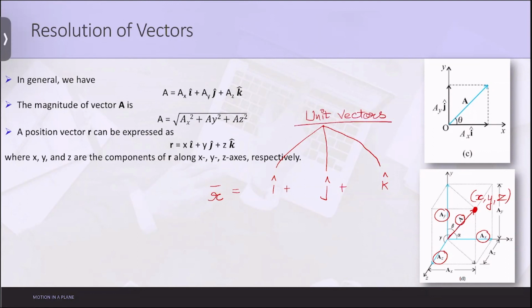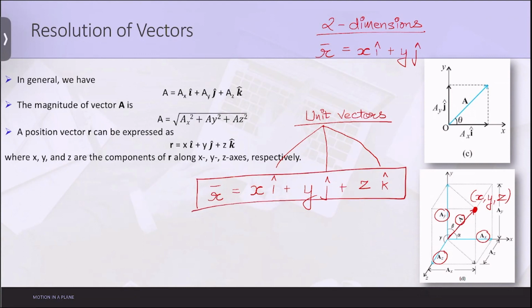Okay, so therefore what we will say is that if it's a position vector, we will do likewise as we did for two dimensions. For two dimensions, we said that this r bar is nothing but x i cap plus y j cap. Similarly, here we will also write x i cap plus y j cap plus z k cap. That will be the position vector in three-dimensional space, which is also written here.